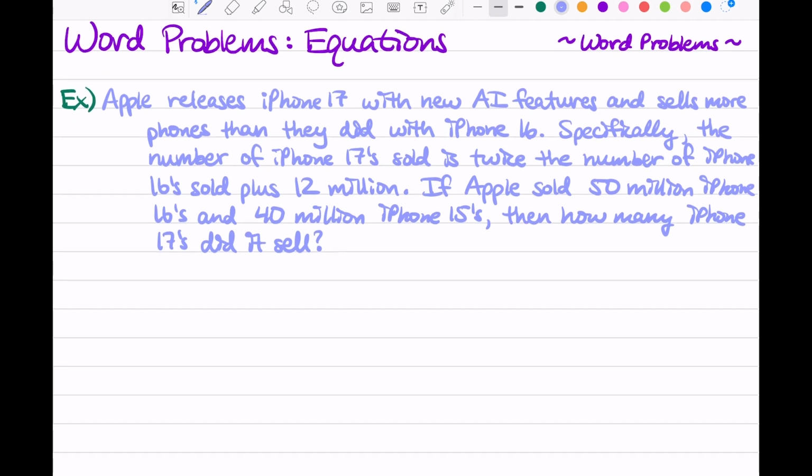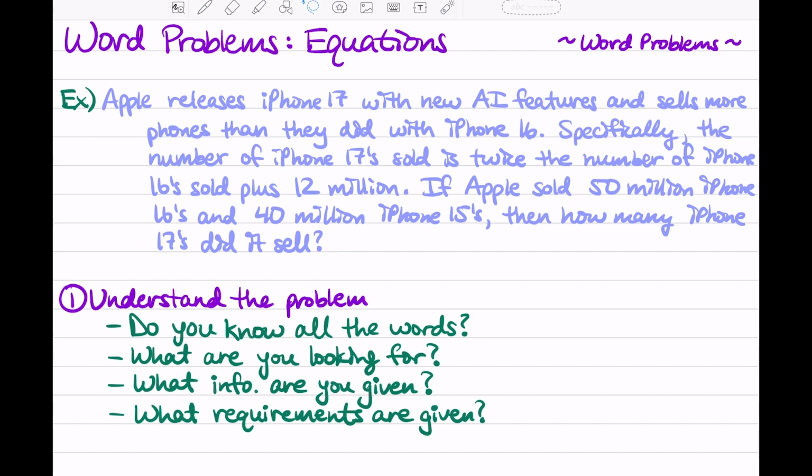Let's bring out step 1 from our method. Step 1 is to understand the problem. So first of all, do you know all the words in the word problem? You might have heard of Apple and the iPhones that they make. You might have heard of AI, artificial intelligence. Other than that, everything seems pretty straightforward. So we can give that a check mark. On to the next question.